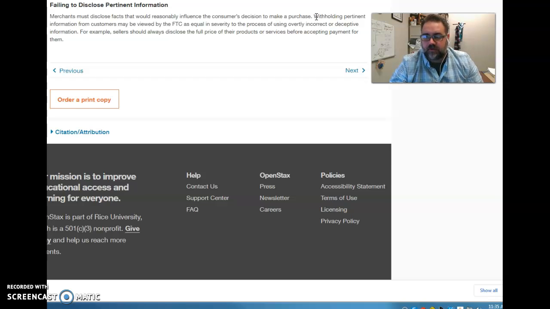So withholding pertinent information from customers may be viewed by the FTC as equal in severity to the process of using overtly incorrect or deceptive information. For example, sellers should always disclose the full price of their products or service before accepting payment for them. So it wants transparency.